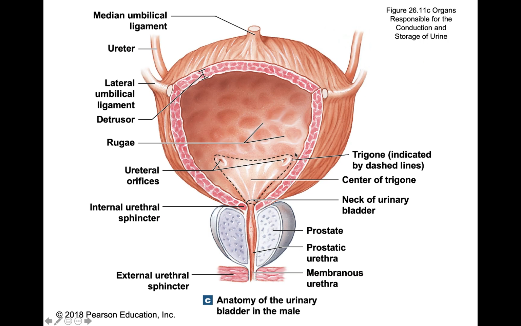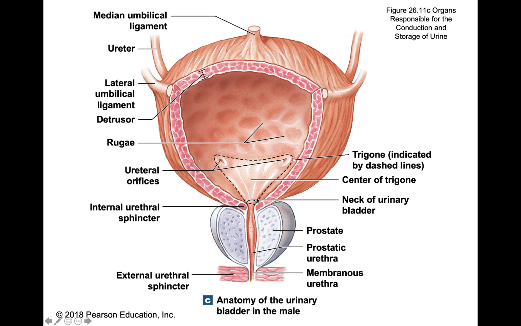So let's look at the anatomy of the urinary bladder in males, and you can see the prostate gland here. There are folds inside, just like there are folds inside the stomach. Those are called rugae, and there's this detrusor muscle found in the urinary bladder. Another thing you want to notice, there are two muscular valves at the end of the urethral canal. There's one here, and this is called the internal urethral sphincter, and then this is the external urethral sphincter.